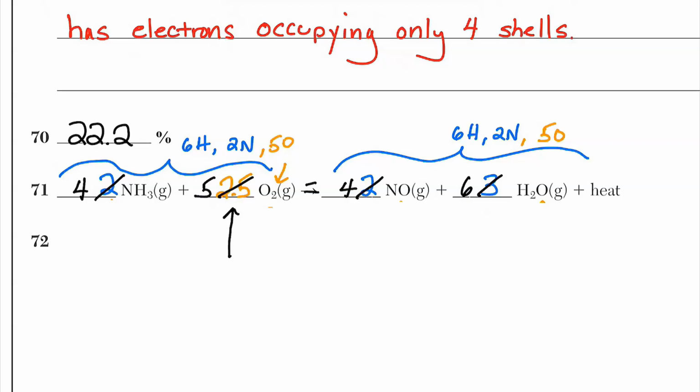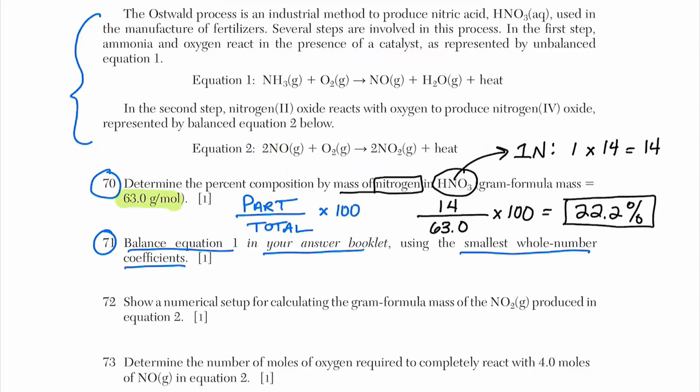All right, so on to number 72. Number 72, show a numerical setup for calculating the gram formula mass of NO2 produced. So the gram formula mass, I think I meant to have the highlighter there, that's why I crossed it out. So the gram formula mass is the mass of the formula.